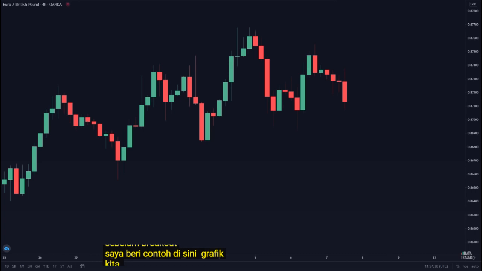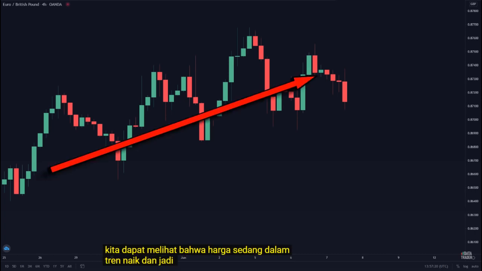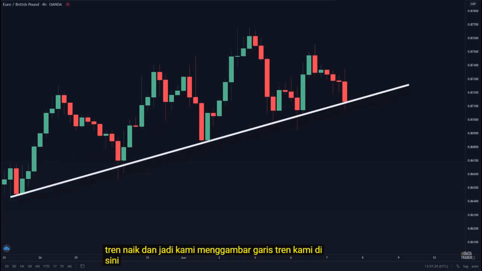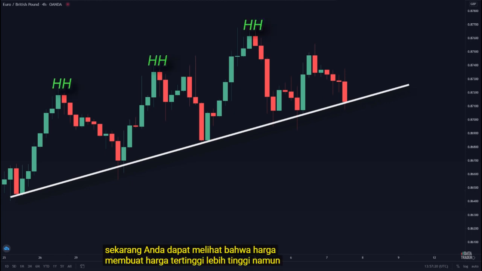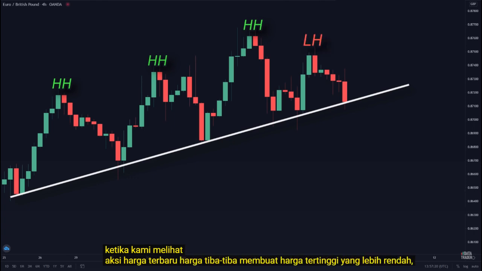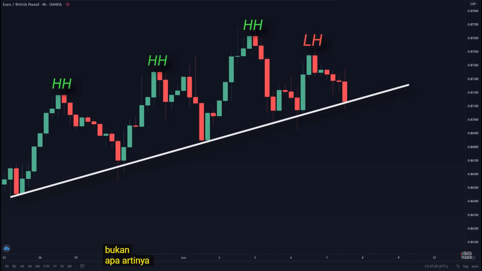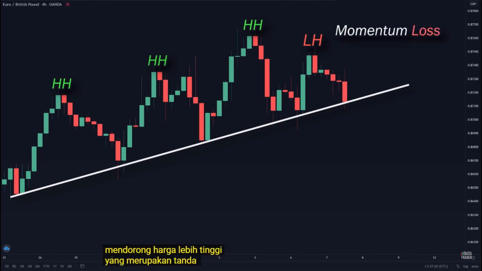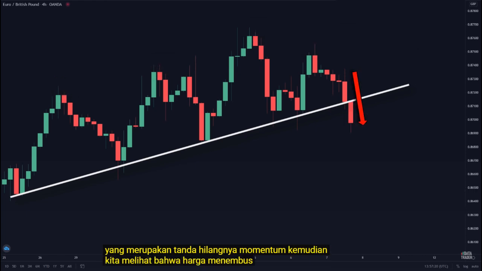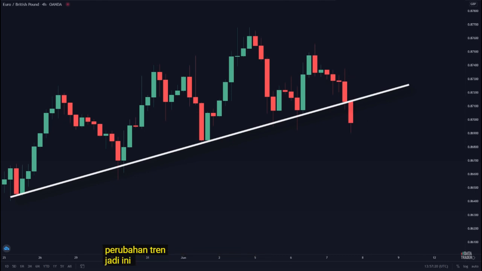In this chart, we can see that the price is on an uptrend, and so we draw our trend line here. Now you can see that the price was making higher highs. However, when we looked at the latest price action, the price suddenly made a lower high instead. What this means is that buyers failed to push the price higher, which is a sign of momentum loss. Then, we saw that the price broke out of the trend line, which further confirms the trend change. So this is a good opportunity to take a sell position.